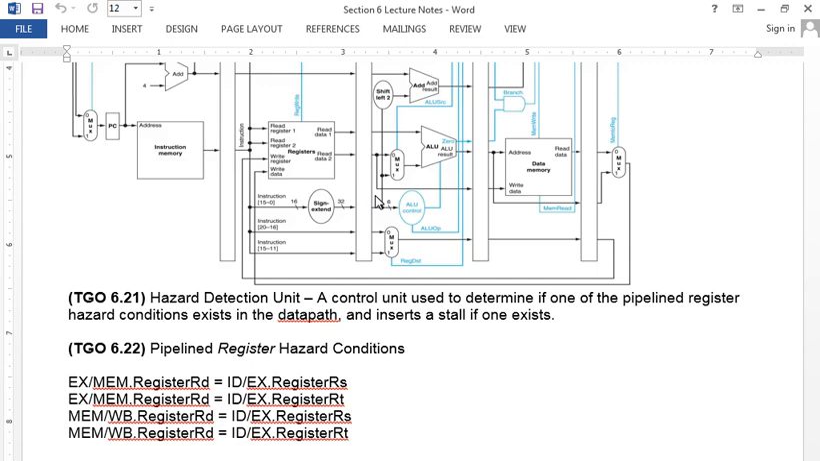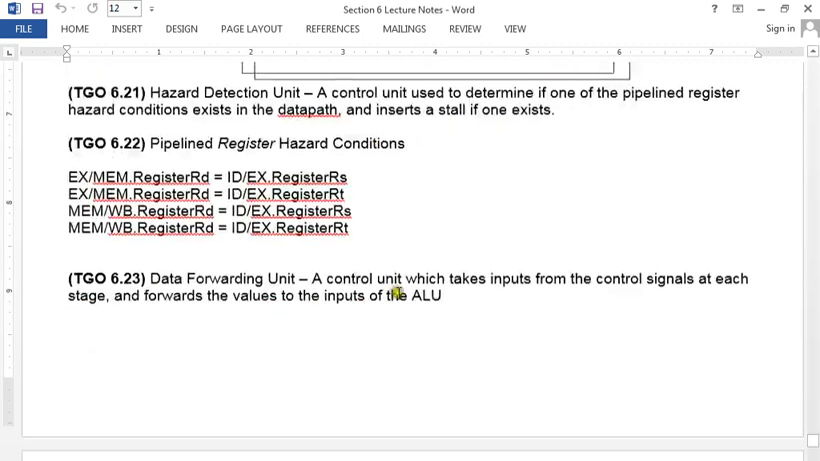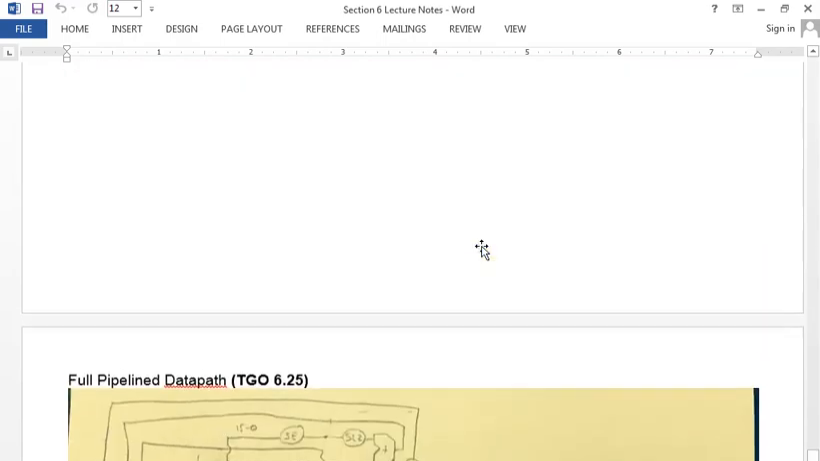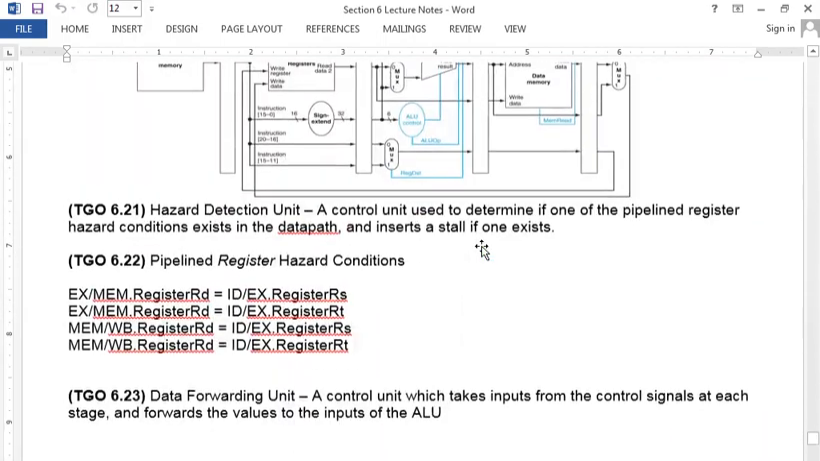Data forwarding unit in each buffer? No, there's one data forwarding unit that's taking the values from both of these buffers and comparing to see if there's a hazard, and then sends them back to the ALU. Where would it be implemented on that design? Like this. We'll get there in a minute. To be answered soon.